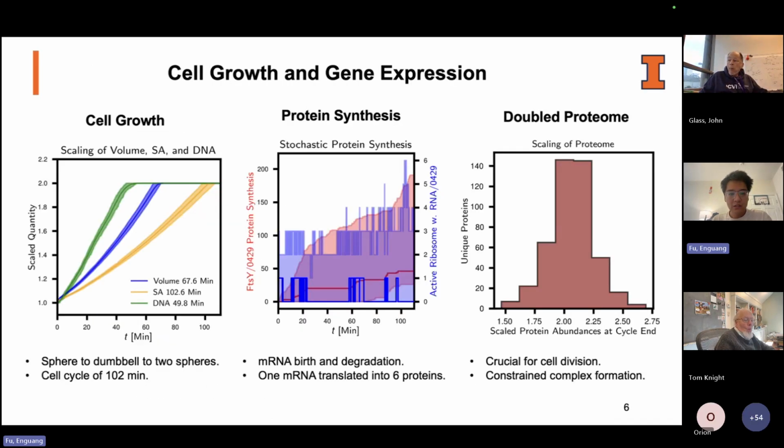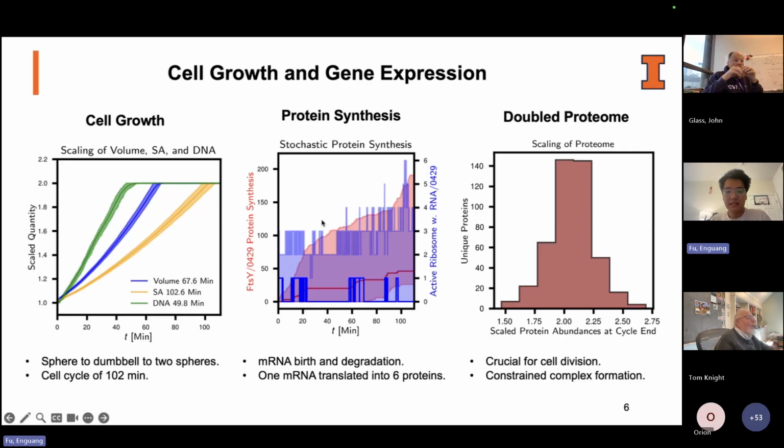Before diving into the complex formation, I want to introduce the cell growth and gene expression to set up the context. Our model predicted a cell cycle of 102 minutes, resulting from the transmembrane protein biogenesis and the lipid synthesis from metabolism.